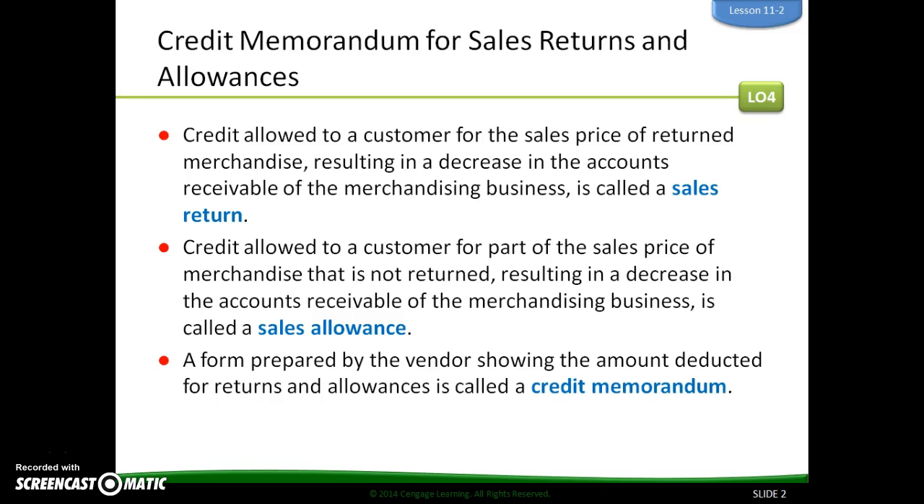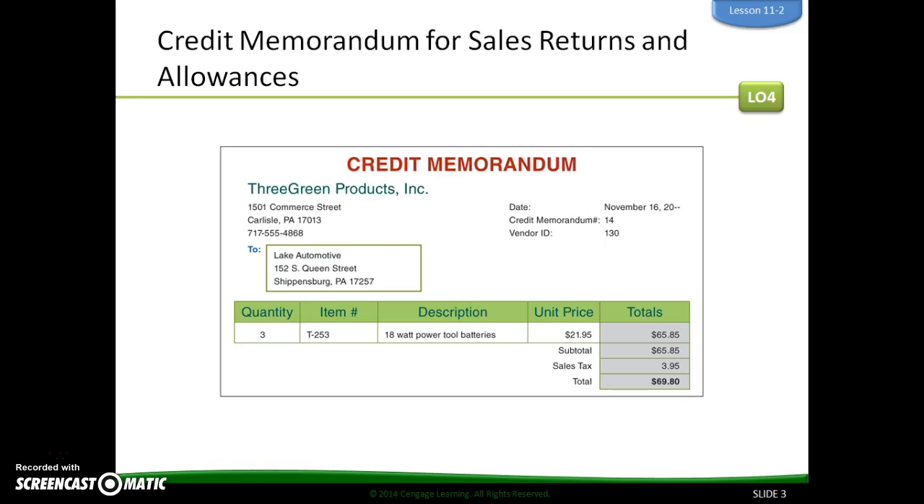And finally, we use a credit memorandum to record or note returns and allowances, because we definitely need to have source documents for all of our transactions. Right here we're looking at a credit memorandum, and it's showing 3 18-watt power tool batteries at $21.95 each, totaling $69.80. So as we look at this, I'm guessing we can identify whether or not this would be for a sales return or a sales allowance.